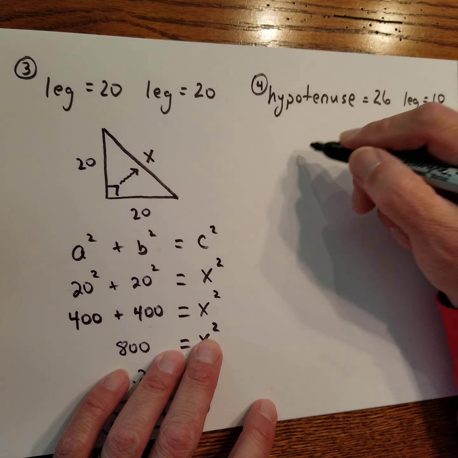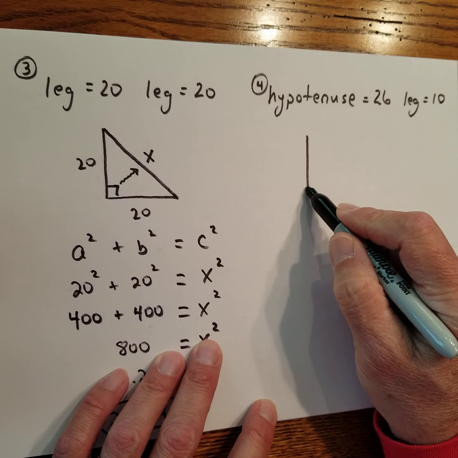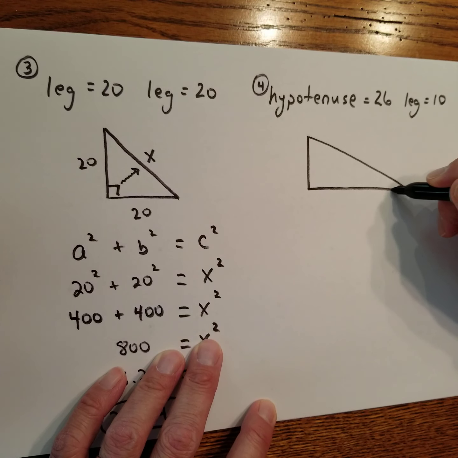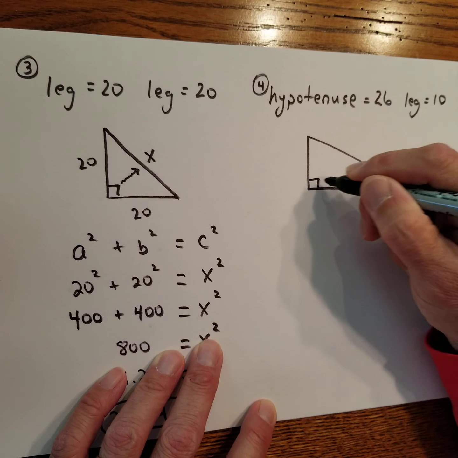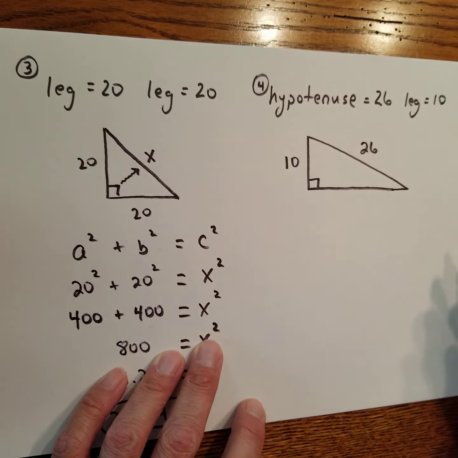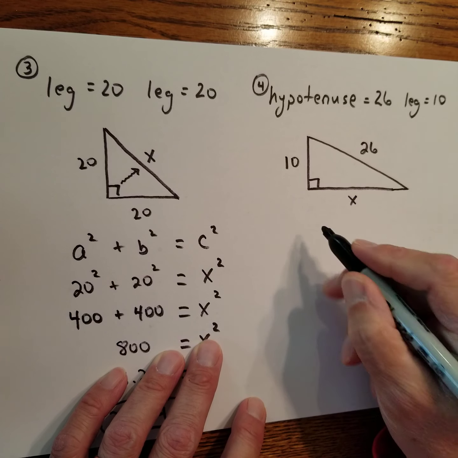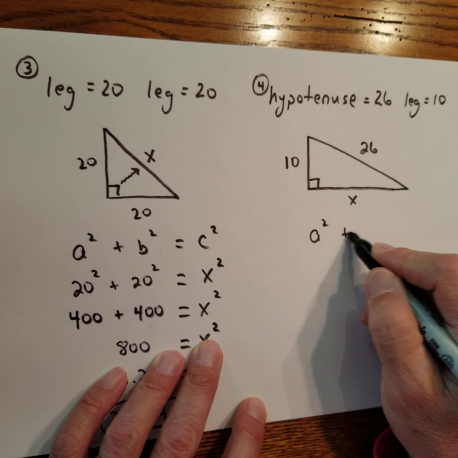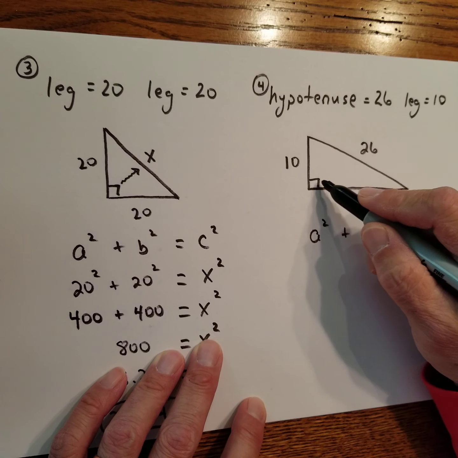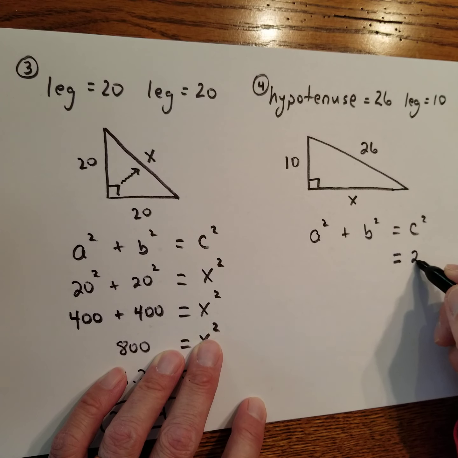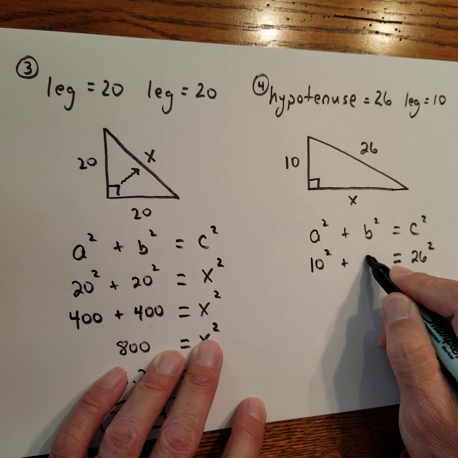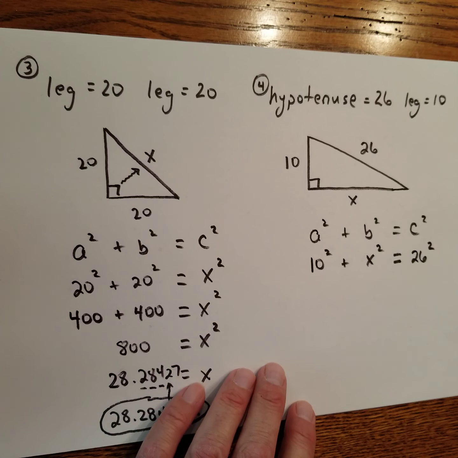Last example. Again, start with a generic right triangle, where the hypotenuse is 26 and one leg is 10. Our job, find the missing leg. Here's my formula. My hypotenuse is 26. One leg is 10. The other is what I'm looking for.